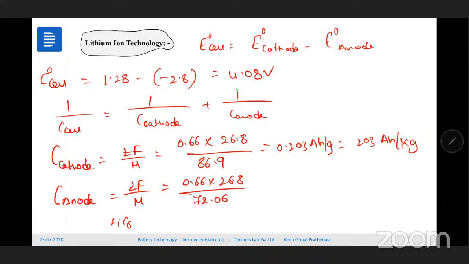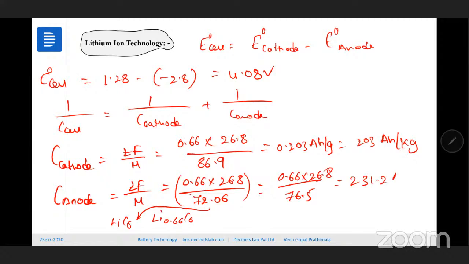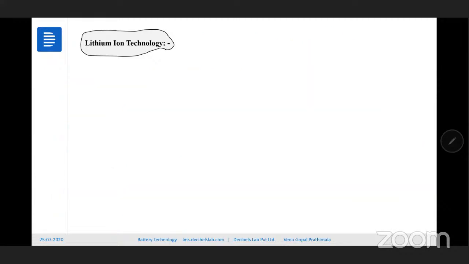will give you like 76.5. Okay. So 72.06 is just for lithium carbide, but as we are using Li 0.66 C6, for this particular case it is 0.66 into 26.8 divided by 76.5. If you know the atomic masses of the elements and the equation, we can directly calculate the molar masses using the equation. So this will give you 231.2 ampere hour per kg. Once we know the cathode and anode values, we can directly calculate the total cell capacity: 1 by C cell equals 1 by 231.2 plus 1 by 203.